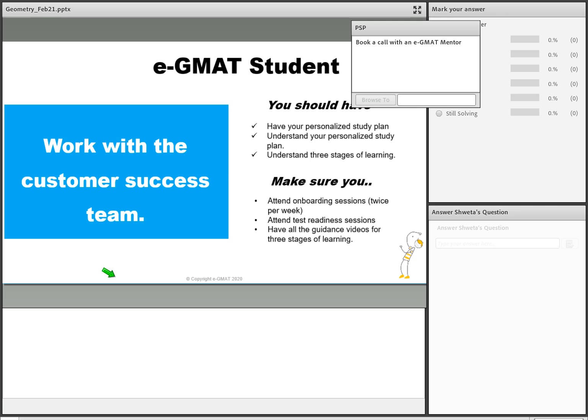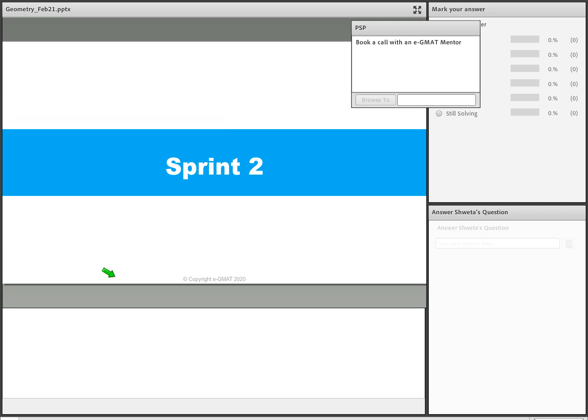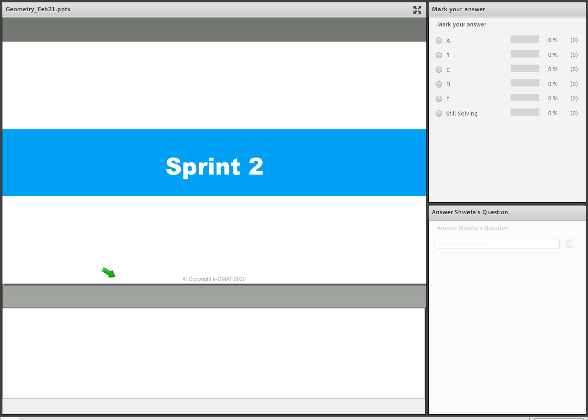So with that, let's move to sprint 2, and I'll just take one moment and reopen the poll over here. Please mark still solving, and then I'll ask Shweta to come back over here post this.